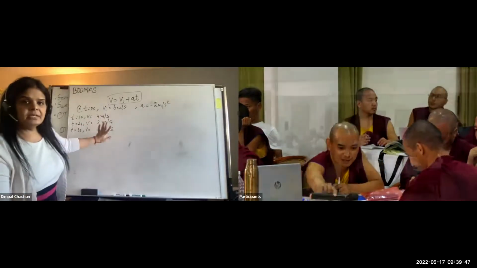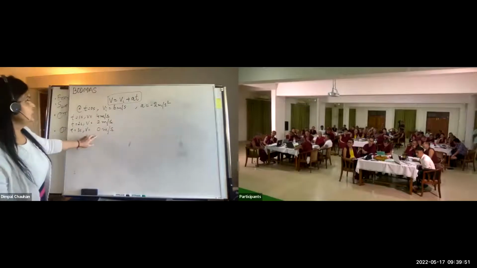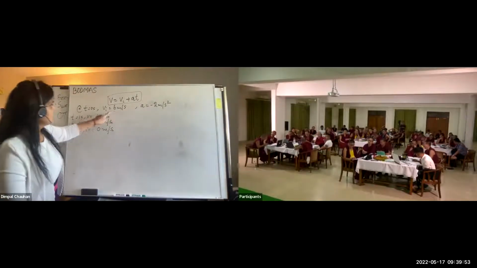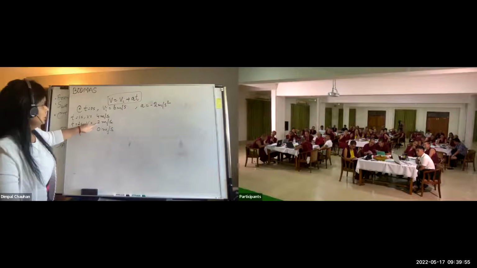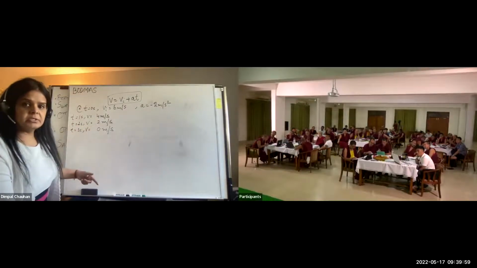Now, is everyone getting this? Yes. Everyone is okay, perfect. So now what do you see from 6 to 4, 4 to 2, 2 to 0? Is the velocity increasing or decreasing with time?